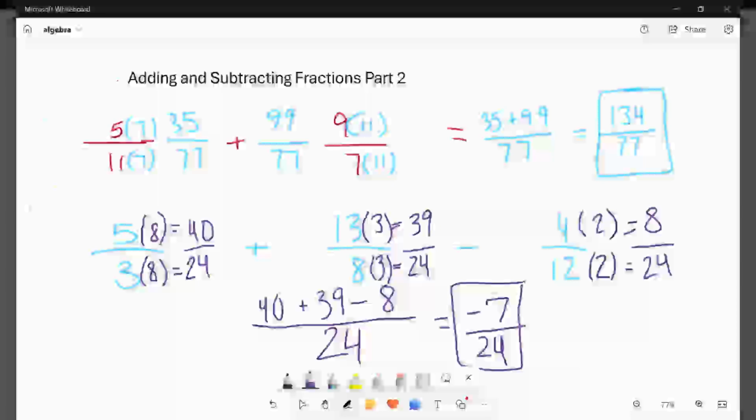So this is an example of two more advanced adding and subtracting fractions problems, including one using 3 fractions. These are examples of, again, finding least common multiples using some tricks and hints.